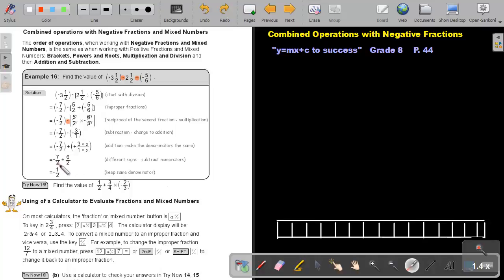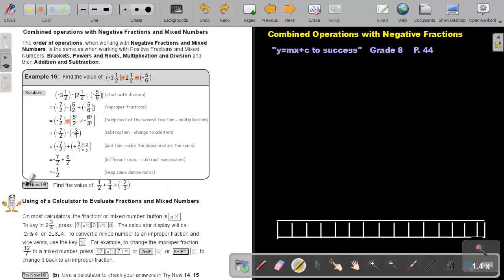And now don't forget, what do I do if the signs are different? I subtract. So 7 minus 6 will be 1. And I take the sign in front of the biggest moment. 7 is a bigger moment than 6. So that's why I keep the sign negative. And it's negative 1 over 2.